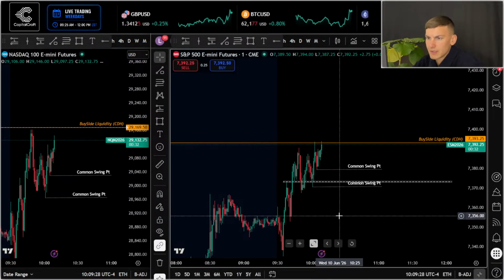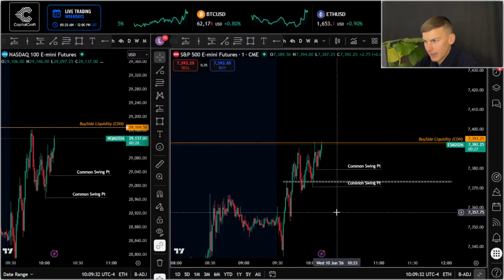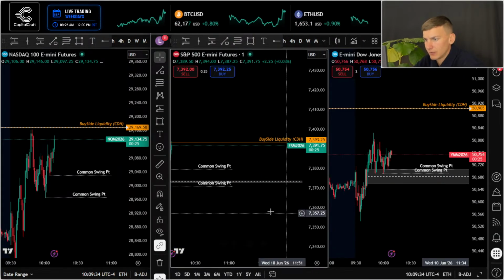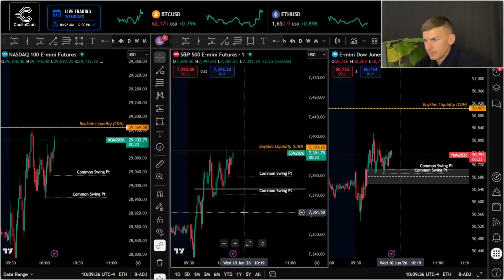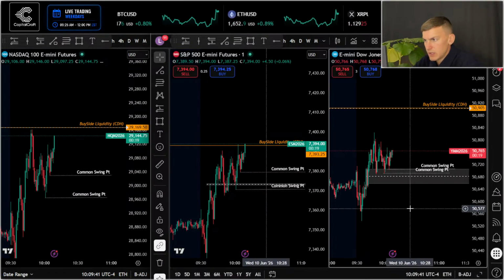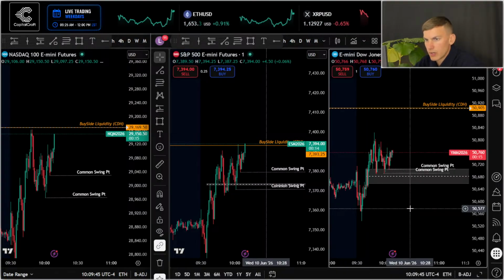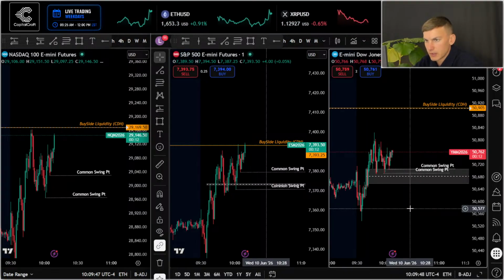Right, now the fortunate thing is the Nasdaq's probably going to go now towards the buy side liquidity in form of current day high. We have already seen that on the Dow. The S&P, the Dow is showing relative weakness at this particular time.